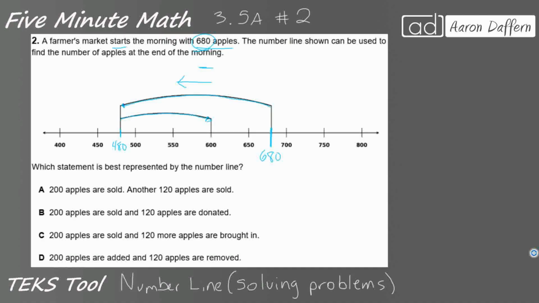Let's take a look at these sentences because there are two different phrases in each, and you see all of them have 200. So that's the first thing that happens. Something happens with 200. But are we going to sell them or are we going to add them? Well, three of them said sold. But look at D. It says 200 apples are added. Well, if I'm going to add apples, that's moving this way, and that's not what's being shown. So the 200 apples are not being added. They are being sold. So that leaves me with A, B, and C.